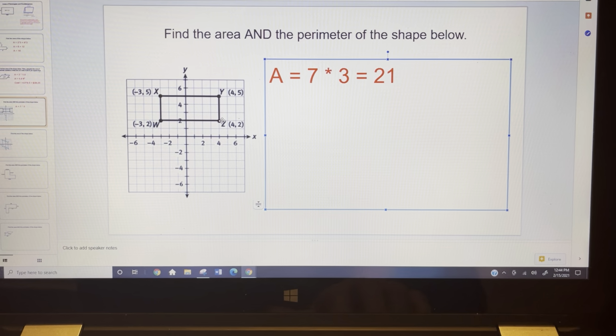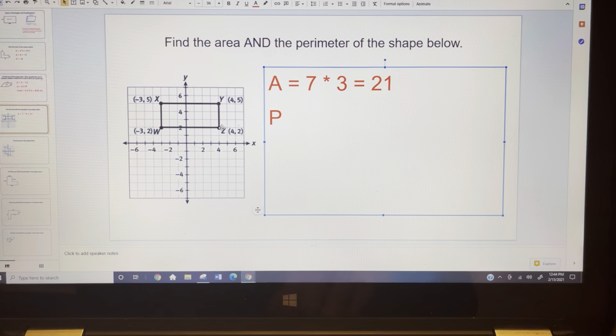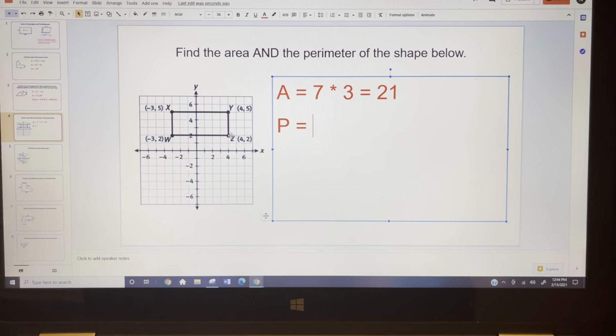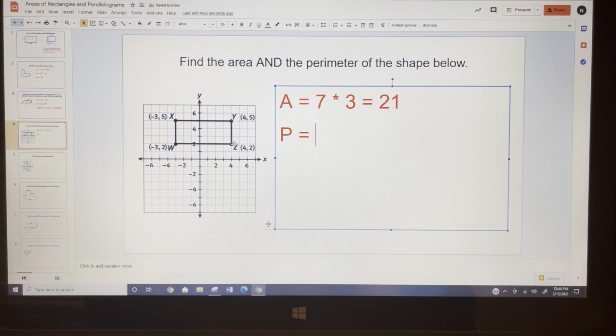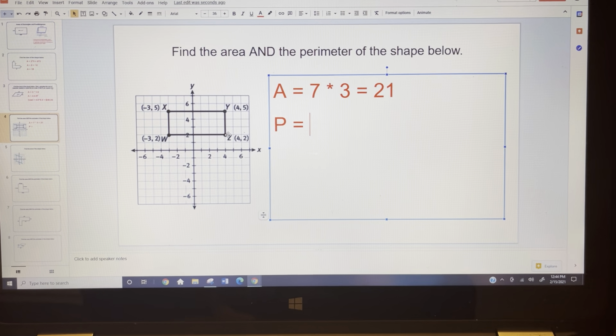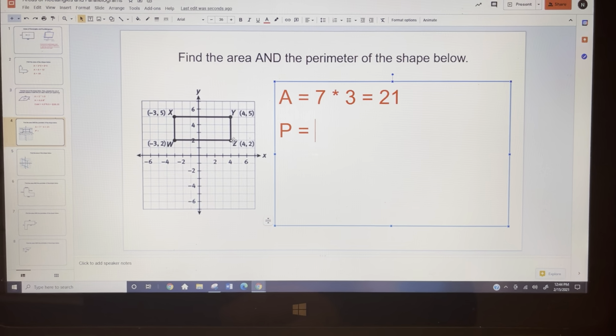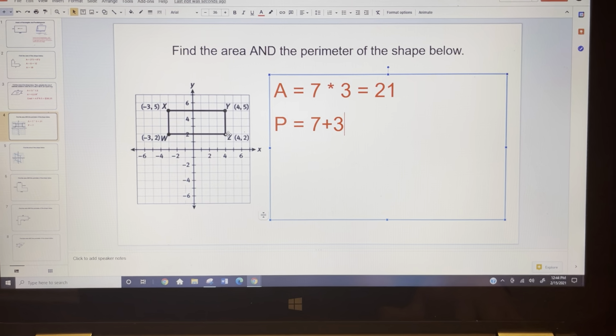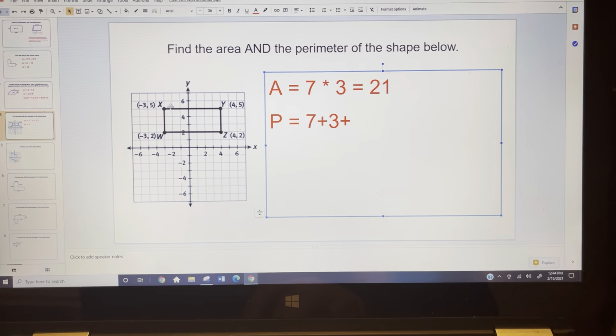Okay, it also wants me to find the perimeter. Okay, perimeter is the edge. So you're adding up all of the dimensions of the edge. So we counted that the top and the bottom were 7 and 3, so I know I need to add those. But it's not just those two sides.